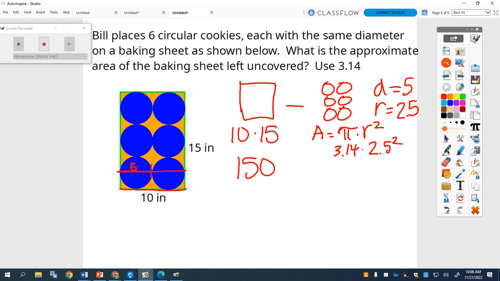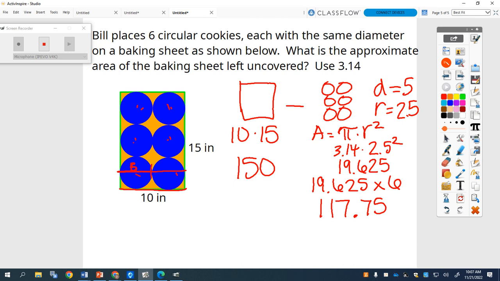Okay, can you tell me what is the area of one of my circles? What do you get? You can use your calculators. What is it? 19.625. All right, so the area of one of my circles is 19.625, right? But how many circles are there? 6. So what's 19.625 times 6? 117.75. Okay, all right. So all of these circles have an area of 117.75 inches squared, right? The area of the baking sheet is 150, so we are going to subtract those. So once we subtract those, what is the area that's left over?